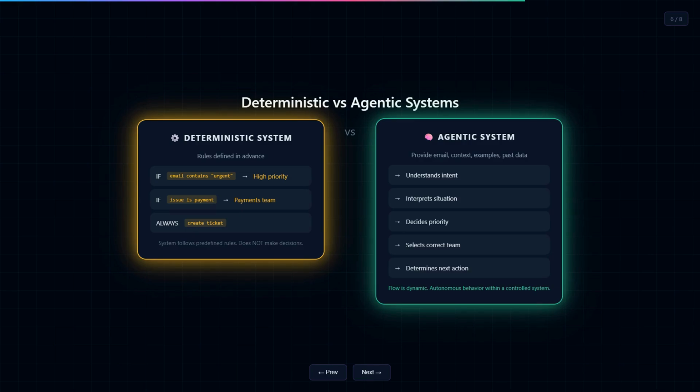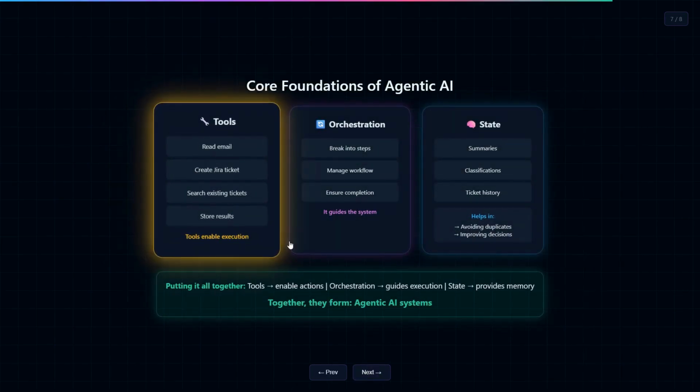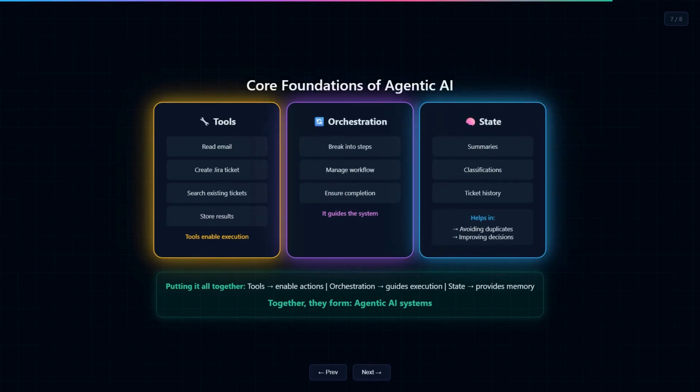Now, based on the scenario that we discussed, let's map everything to the three core concepts in Agentic AI: tools, orchestration, and state. Tools allow the system to take actions. In our example, reading an email, creating Jira tickets, searching existing tickets, and storing results. Tools enable the execution. The second one is orchestration. Orchestration helps break down the problem into steps and manages the entire workflow, ensuring it is executed end-to-end. It basically guides the system on the next step and which action to take.